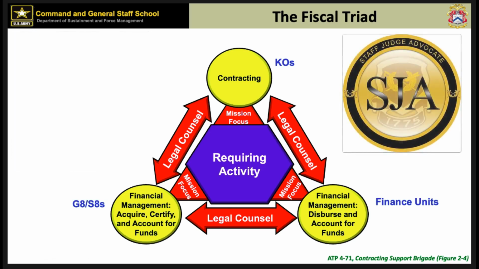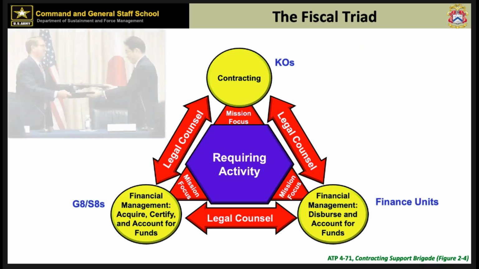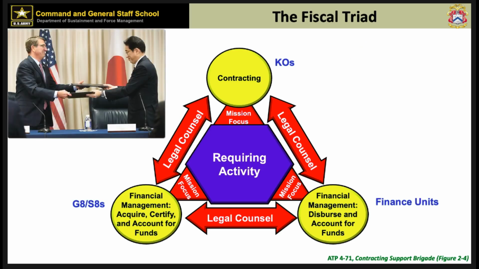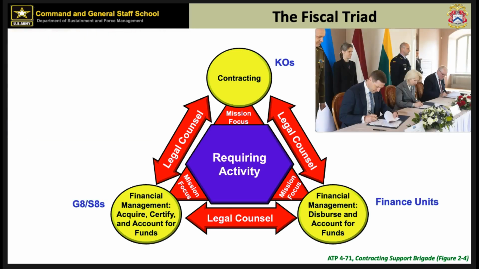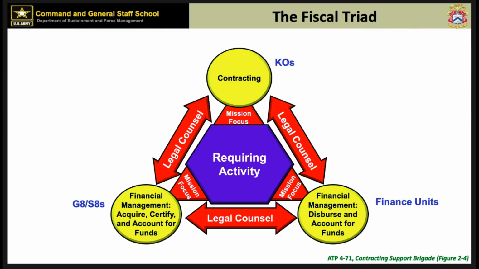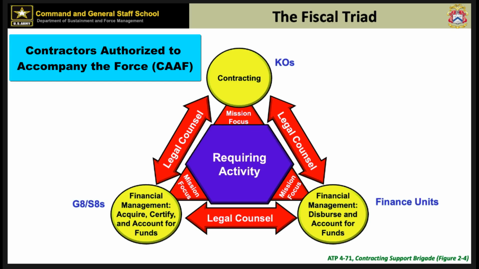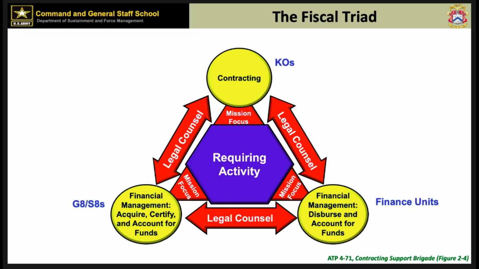The G8 monitors contract expenditures, supports budget change requests, plans for funding, and ensures proper funding streams. Additionally, the G8 acts as the expert on color of money analysis, ensuring compliance with financial regulations. The staff judge advocate plays a crucial role in providing legal guidance on various issues, including status of forces agreements, or SOFAs, international security agreements, host nation laws, procurement fraud, and fiscal law. This legal support extends to contractors authorized to accompany the force, or CAAF, and includes conducting legal reviews and advising on legal aspects of operational contracts.